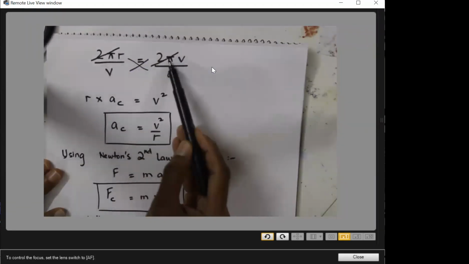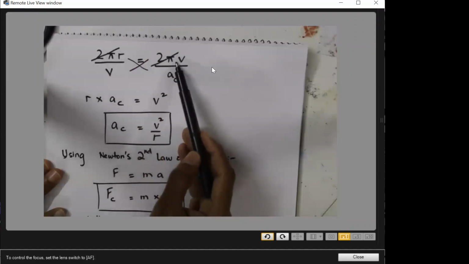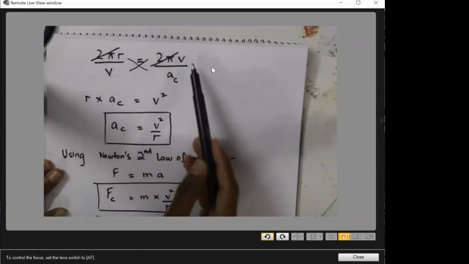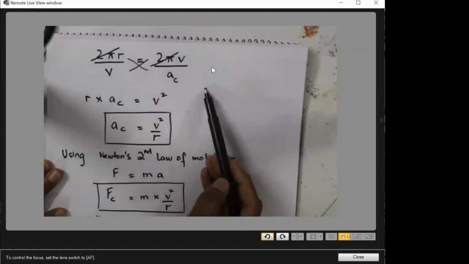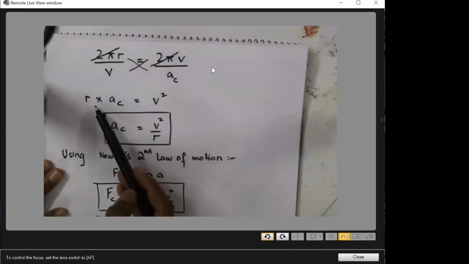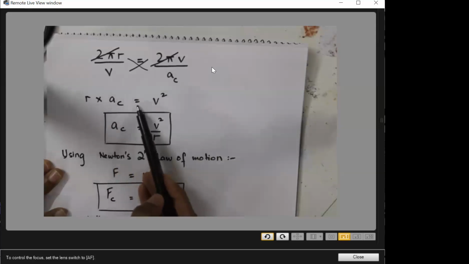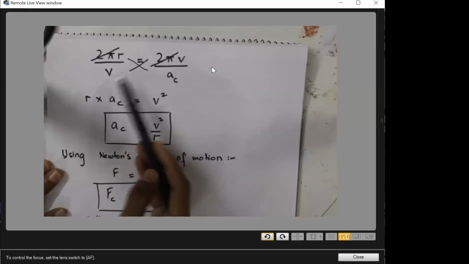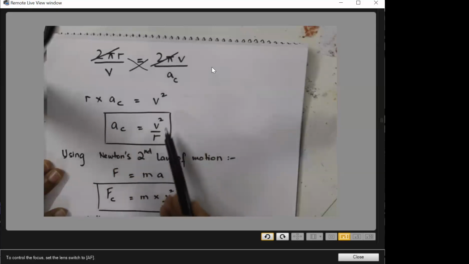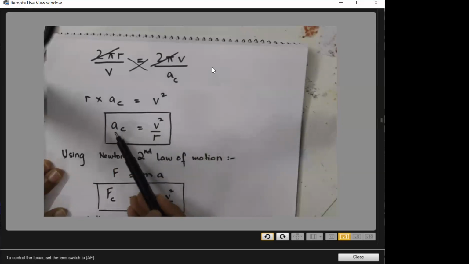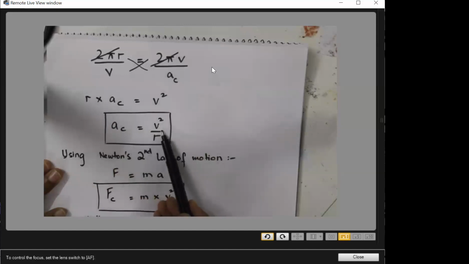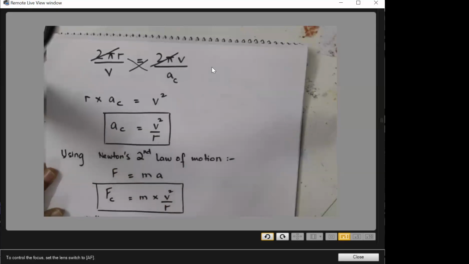The 2 pi's are on both sides, so they get canceled, or you can say dividing both sides by 2 pi, you get rid of the 2 pi's. What you're left with is radius multiplied by centripetal acceleration is equal to v square, because velocity gets multiplied by itself. If you rearrange it, centripetal acceleration is equal to the square of velocity divided by the radius. So this is the derivation of the formula.